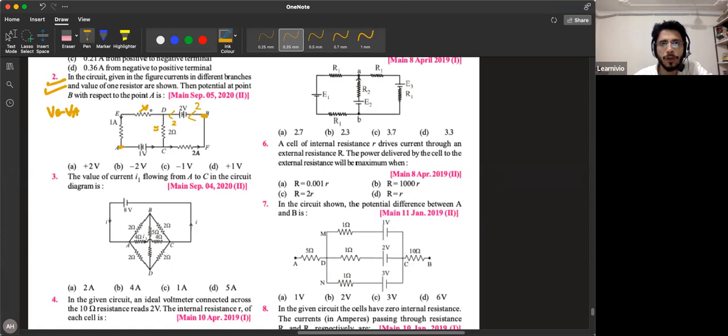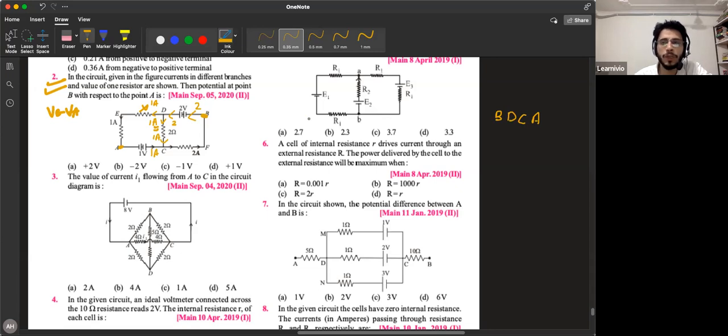Then your 2 ampere divides into two parts. 1 ampere goes here, and then 1 ampere goes here. 1 ampere goes up to here. 1 ampere is coming from here. Then they will combine and form 2 amperes. So the current passing through this 2 ohm is 1 ampere. So we'll be choosing this path. We will choose path BDCA.